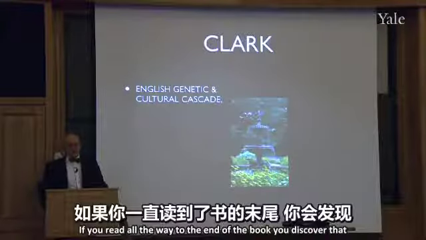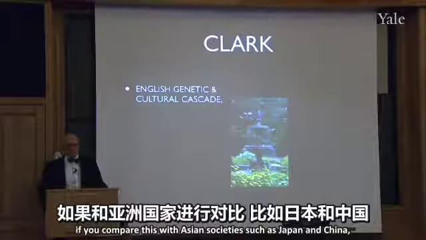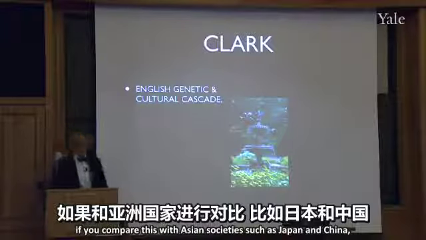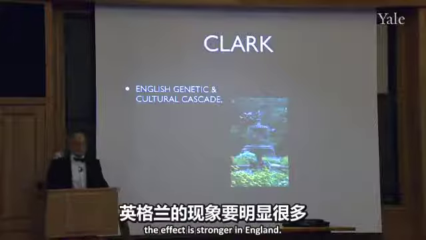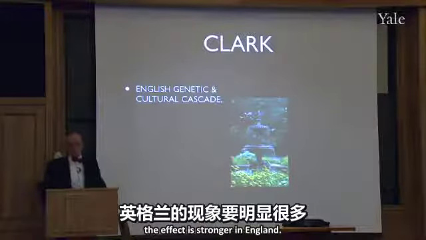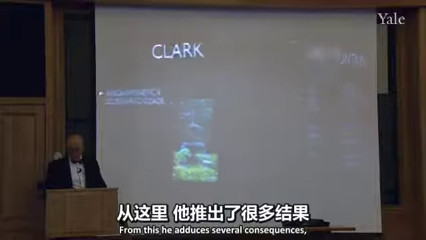And if you read all the way to the end of the book, you discover that if you compare this with Asian societies such as Japan and China, the effect is stronger in England.